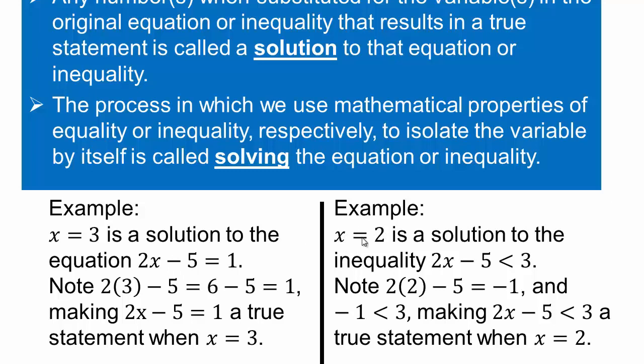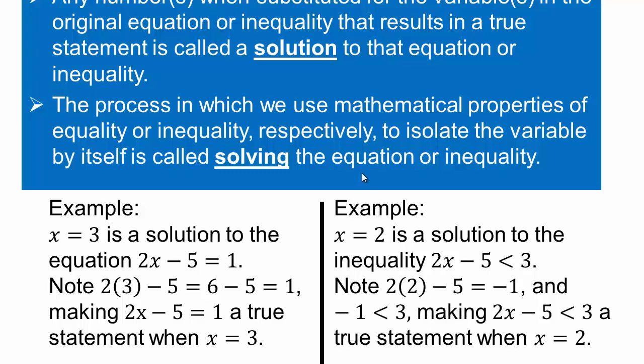Let's try x equals 2 in this inequality. 2 times 2, which is 4. 4 minus 5 is negative 1. And negative 1 is smaller than 3. So x equals 2 is a solution of this inequality. Let's try x equals 0. 2 times 0 is 0. 0 minus 5 is negative 5. Negative 5 is smaller than 3, so 0 is another solution.